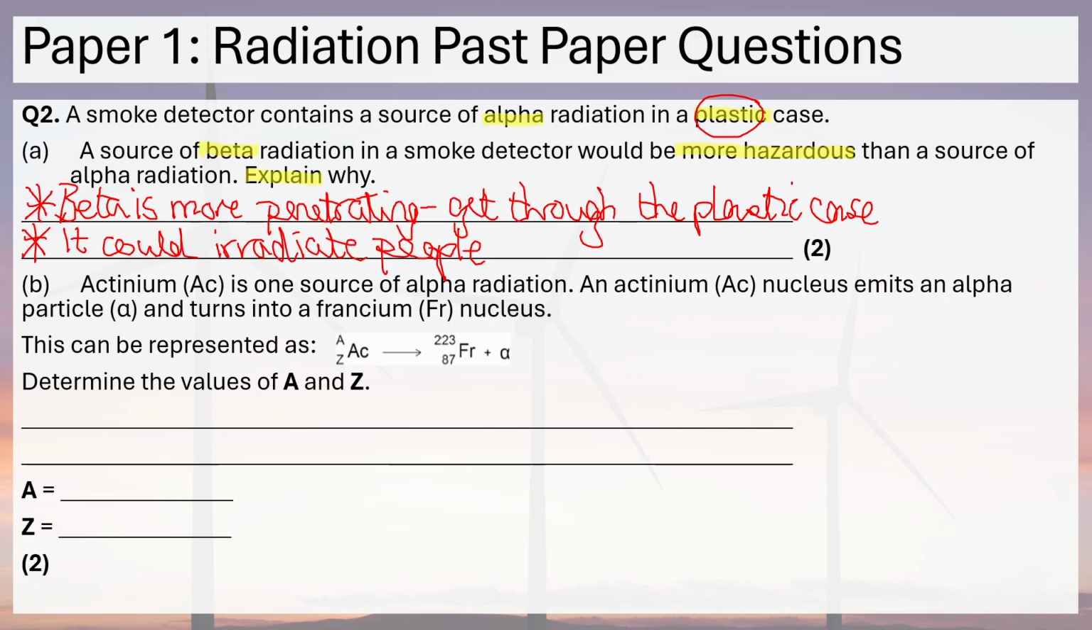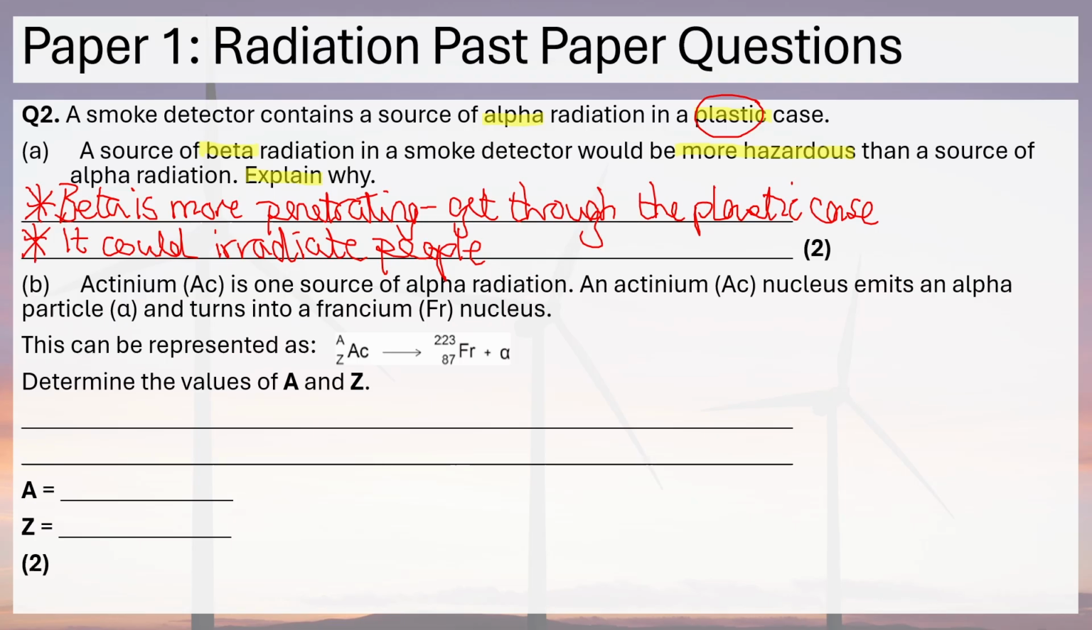Another possible answer is that beta has a greater range than alpha, so therefore it's more likely to irradiate people as well. So you can have either of those. I think the one about it being more penetrating is better because we can talk about the importance of the plastic case. Part B, we're talking about actinium, which is a source of alpha, and we're saying here that it emits alpha and turns into francium.